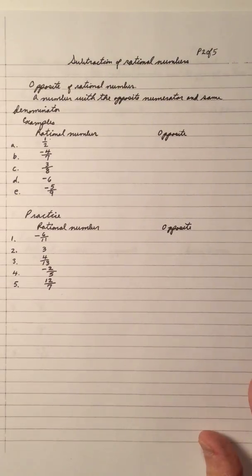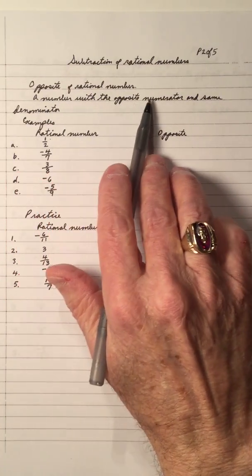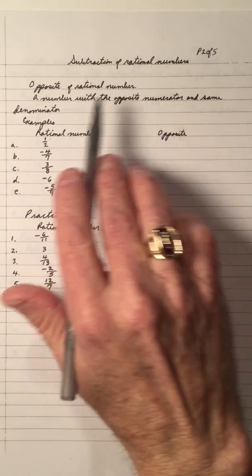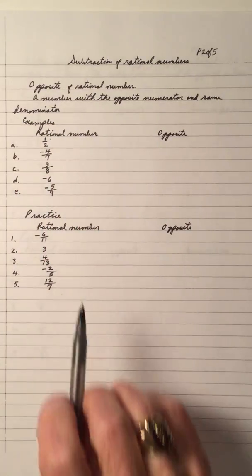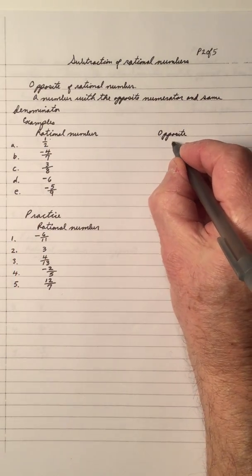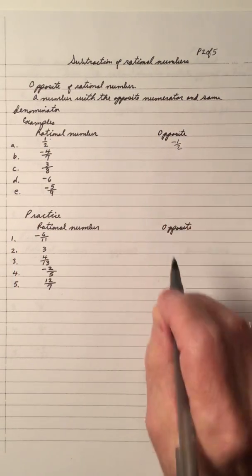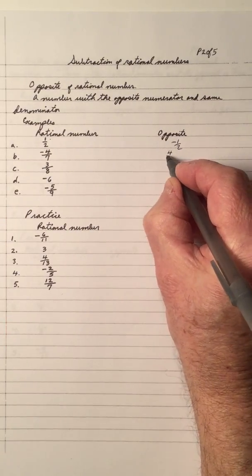Subtraction of rational numbers. Opposite of a rational number. Two numbers with opposite numerators and the same denominator are said to be opposites of each other. An example, a rational number 1 over 2, its opposite is negative 1 over 2. The opposite of negative 4 over 7 is 4 over 7.